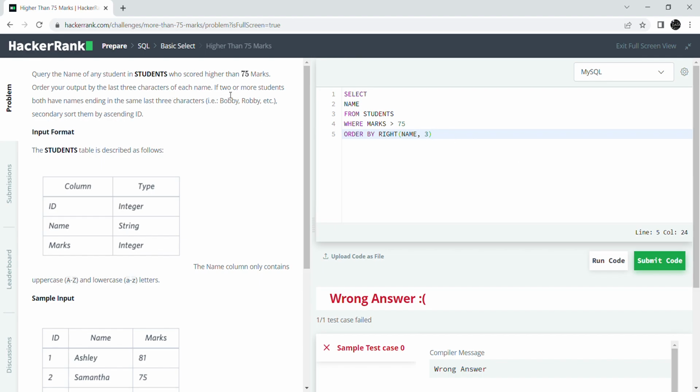Now the second case: if two or more students have names ending in the same last three characters. If the output we get is BBY and BBY for Bobby and Robbie, how will we order it? Both have the same last three characters, so we cannot decide which one ranks first and which second. To handle this, they have given us a secondary sort. This is our primary sort, and the secondary sort is by ascending ID.